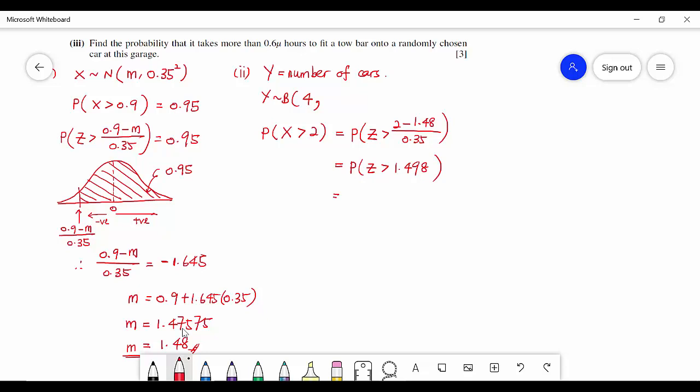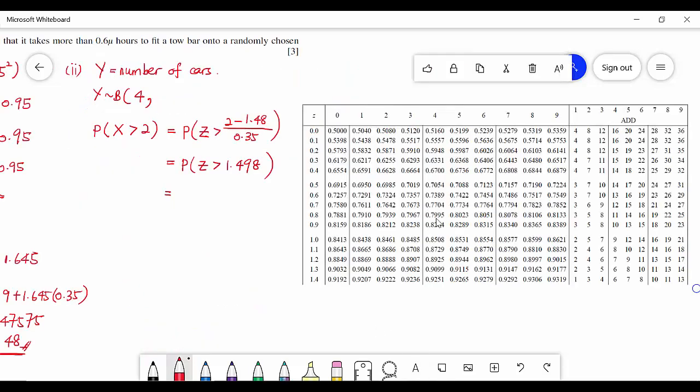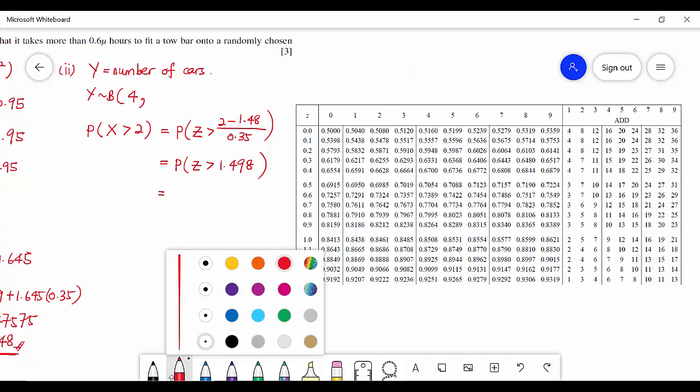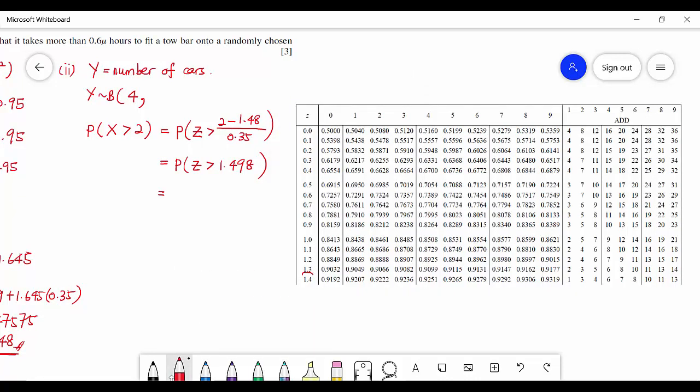Okay, so how to find the probability for 1.498? Sorry, it is not 698, it should be 498. Okay, so to get the probability for 1.498, you look at 1.49. So what's the value that you get? 1.49, this is the value that you get, and then 8. 8 means this one.